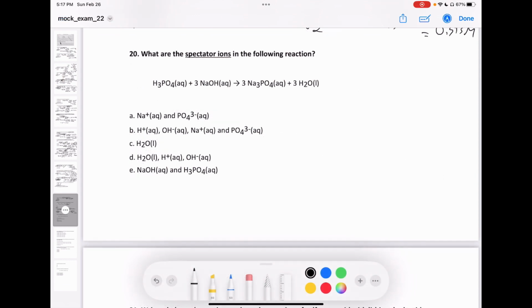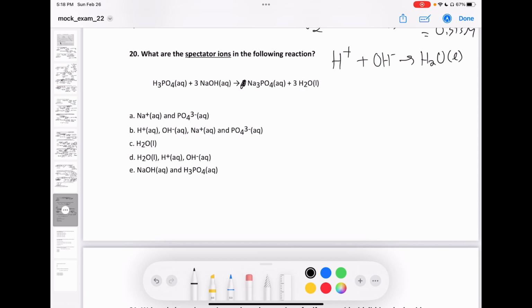Alright, so what are the spectator ions in the following reaction? And this is just an acid-base neutralization. And we know that for acid-base neutralizations, the overall net reaction, the thing that's actually occurring, is H plus and OH minus creates H2O in the liquid form. And I noticed a mistake. There's not supposed to be a 3 there, so don't worry about that. So we already have this molecular equation.